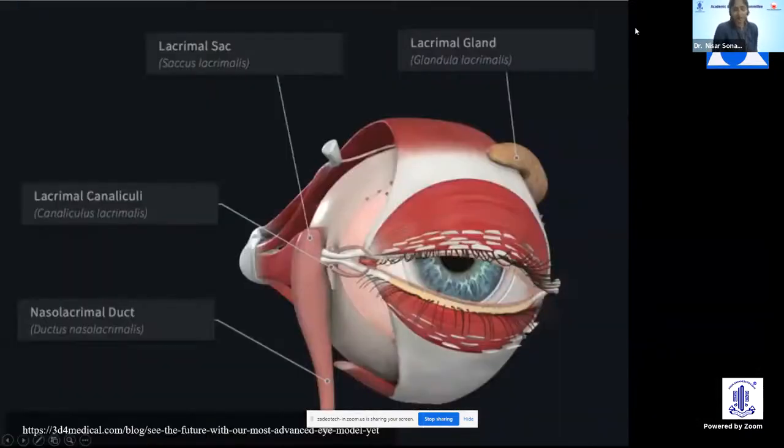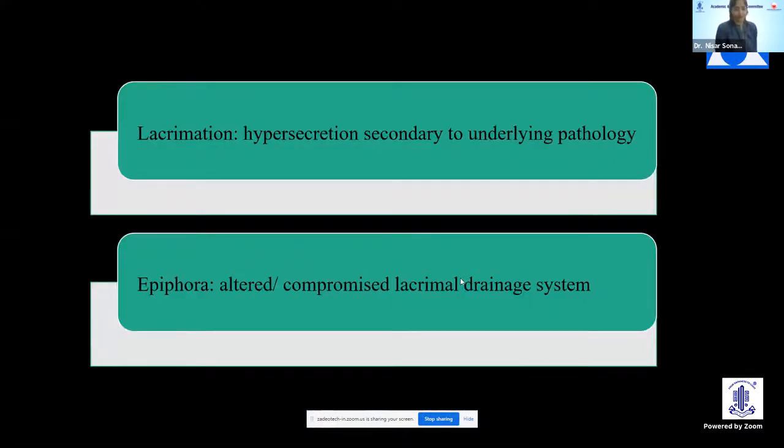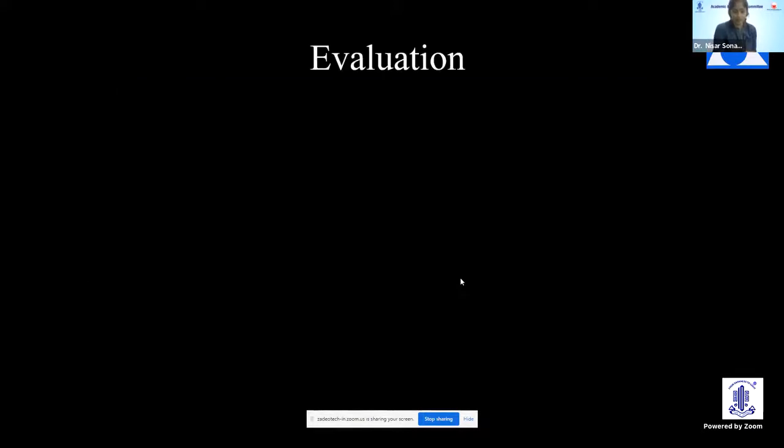We all know about the lacrimal drainage system and the lacrimal apparatus, which consists of the punctum, the canaliculi, the lacrimal sac, and the nasolacrimal duct. It is also important to understand that the ocular surface and the eyelids play a very important role here. So when a patient comes to us with watering, we need to understand that there are two components in watering. One is lacrimation, that is hypersecretion, secondary to an underlying pathology like any underlying infection, a foreign body, and so on. And then there is epiphora, that is because of any altered or compromised lacrimal drainage system because of an NLD obstruction, canalicular stenosis, or punctal stenosis.